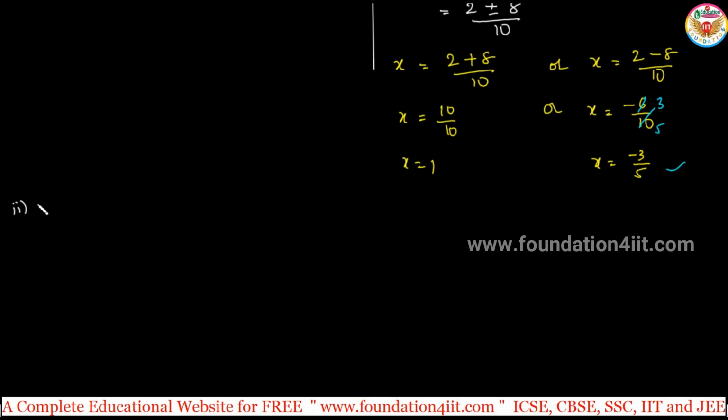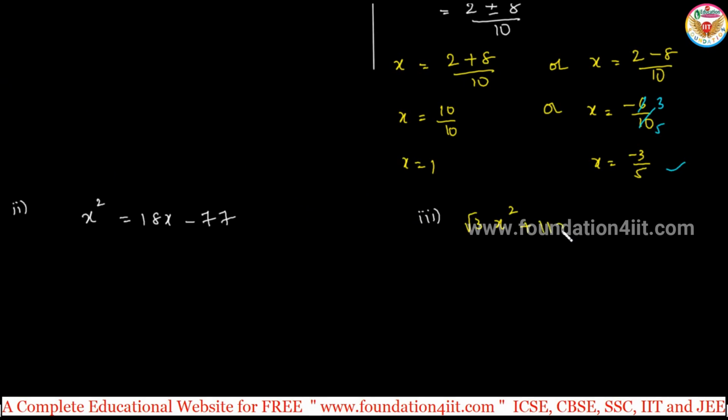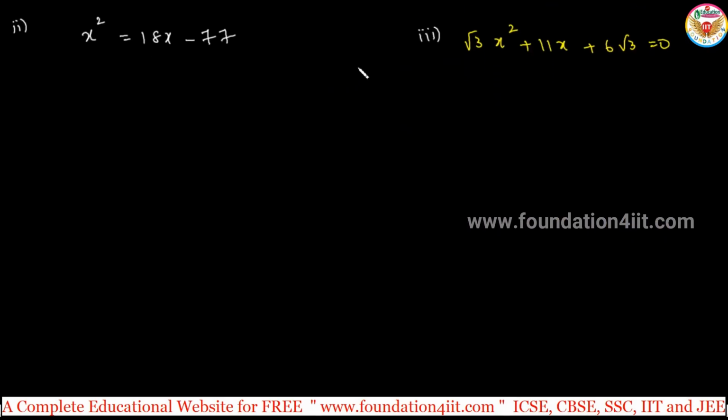We take this problem. The question is solve by using formula x square is equal to 18x minus 77. And two problems I'll show you. One more is, let me take one question with the square root. So root 3 x square plus 11x and plus 6 root 3 is equal to 0. So these two let us solve using the formula same.